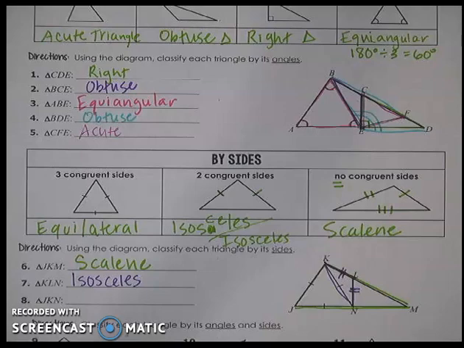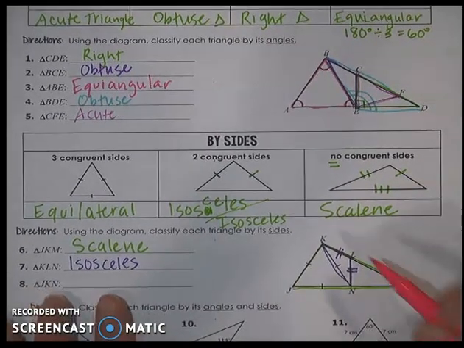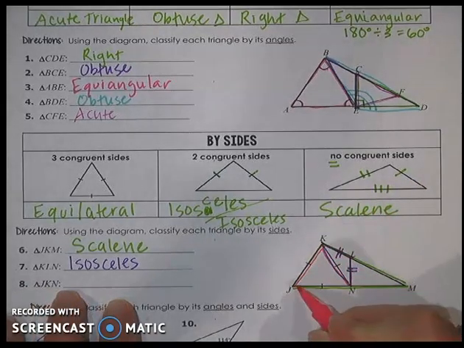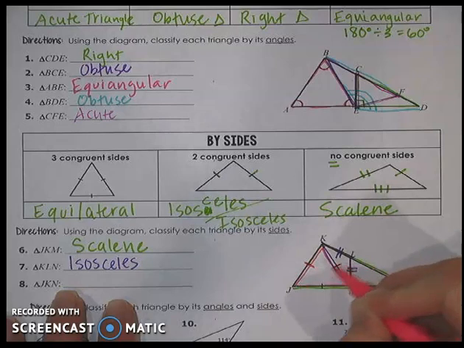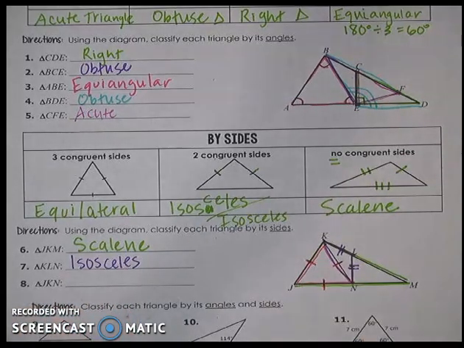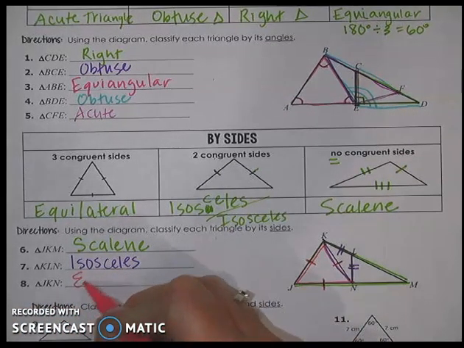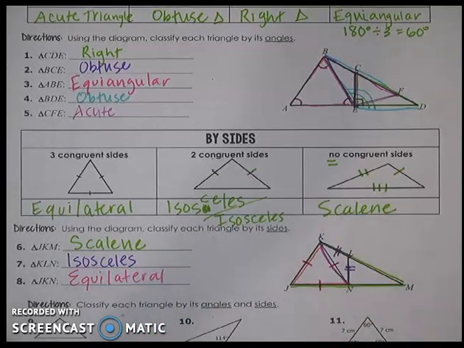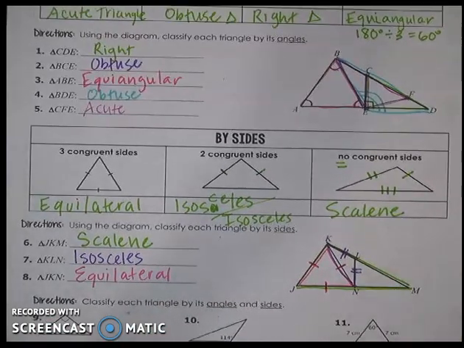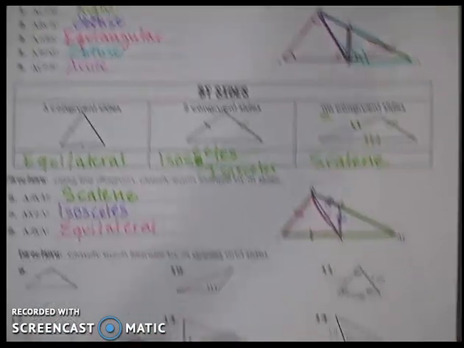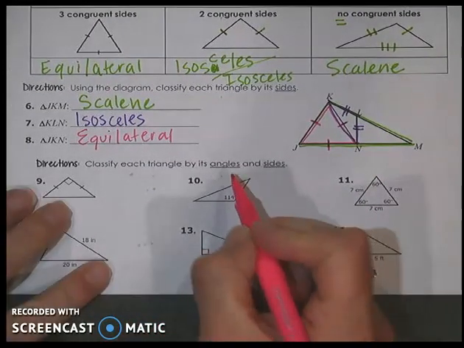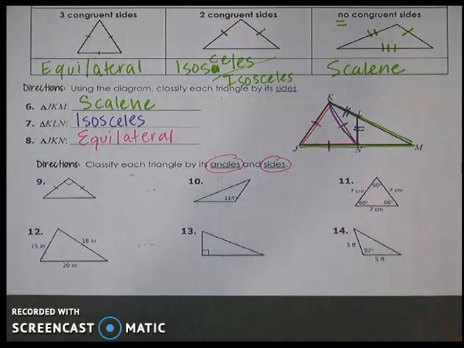And in number 8, we have triangle J, K, N. And you can see that these sides are all marked with 1 mark, which means they are all congruent, which means we have an equilateral triangle. I'm going to go ahead and pause the video on my end. I want you to go ahead and do numbers 9 through 14. Notice that it says by its angles and sides, and then come back and check.